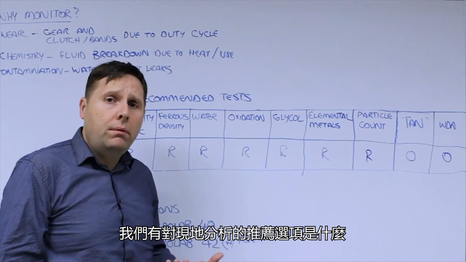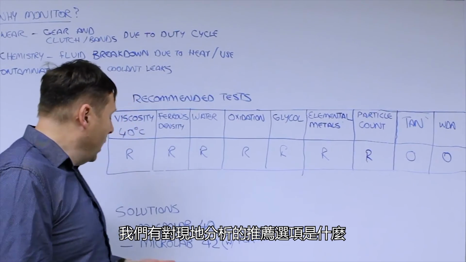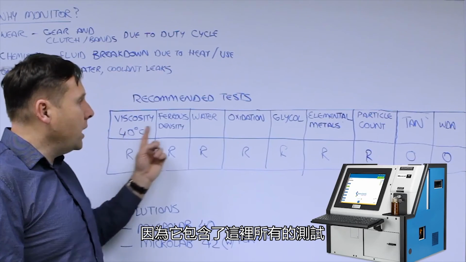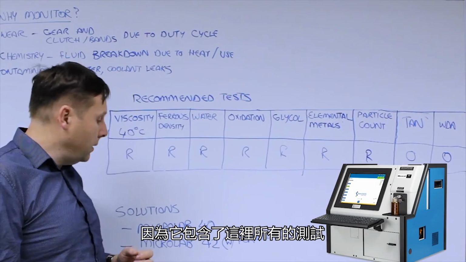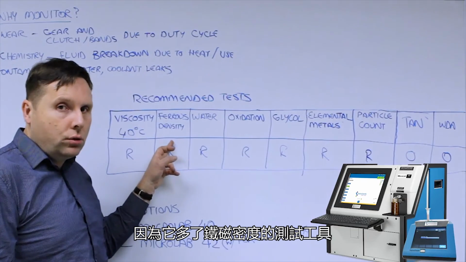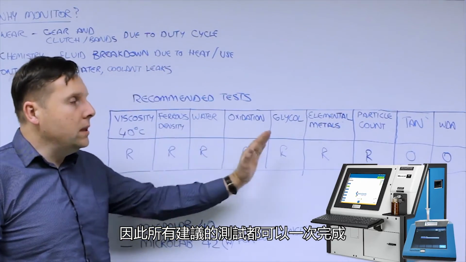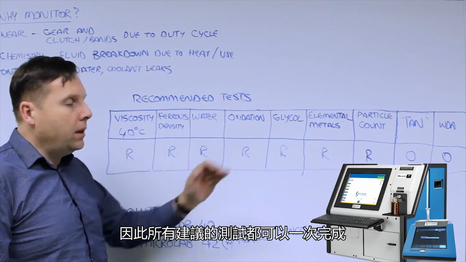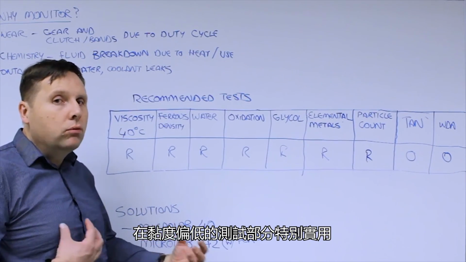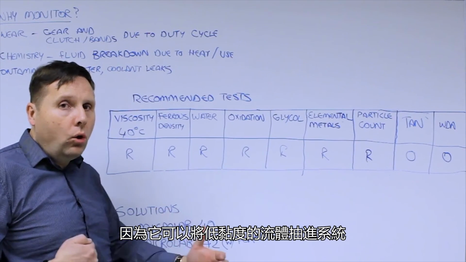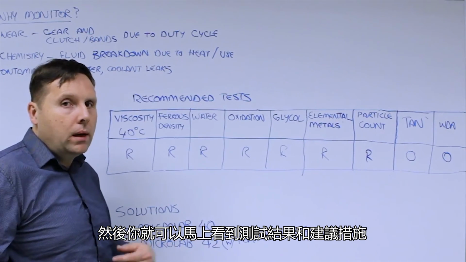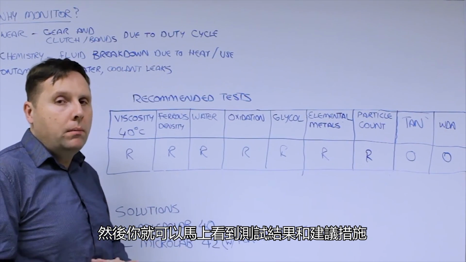So what solutions do we recommend for on-site analysis? We strongly recommend the Microlab 40 system because what it does is it checks all these tests that are in place here, particularly the Microlab 42 because it includes the ferrous density additional to this tool. So you've got all these tests there, everything that's recommended can be done on one check. The viscosity of the fluid is relatively consistent, is generally in a low viscosity range, so it works well for that product because it's able to pump it through and you get your recommendations immediately.